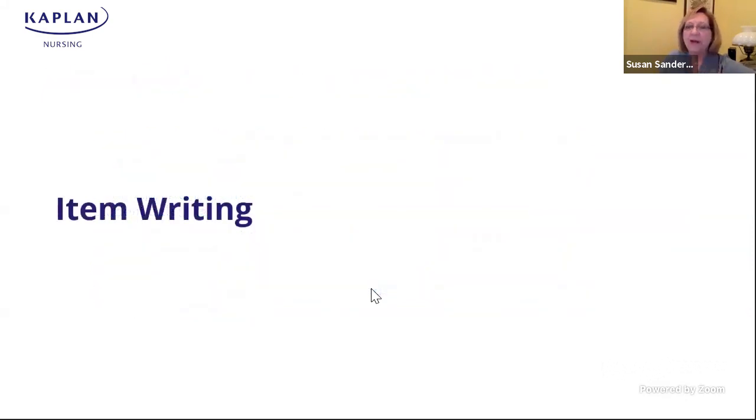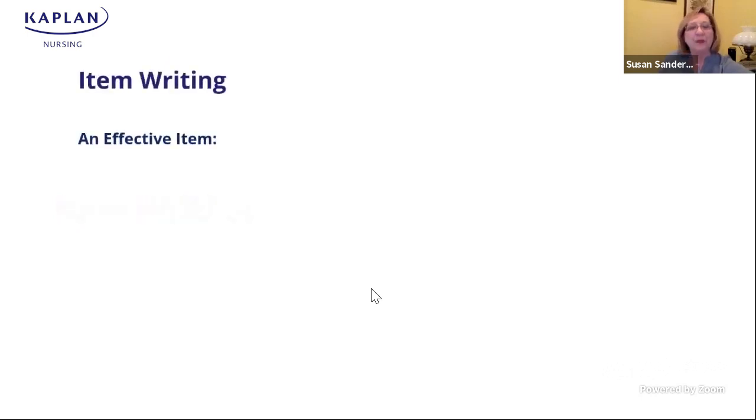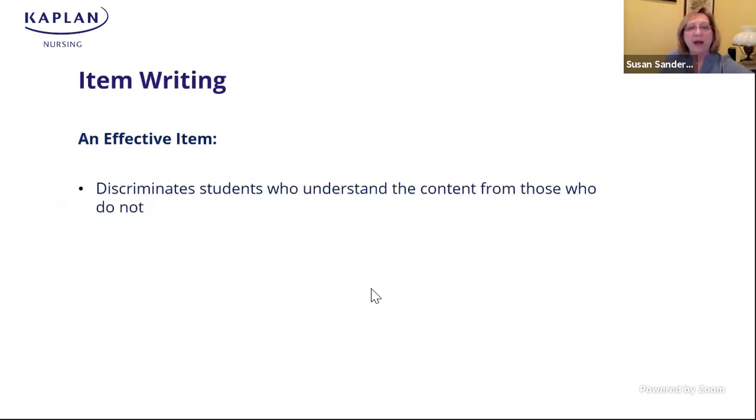So I'm going to do a quick run through on item writing, but I want to get through this so that you can see some of the samples that we have for you. So when we think about writing an item, an effective item is one that discriminates students who know the material, who know the answer, from those who do not. So it discriminates understanding, it focuses on important information, and it's well written. So we're going to talk about how to write those.